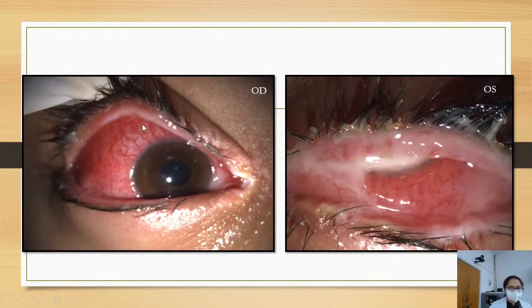Here we can see after removing the discharge, we could see the cornea, it's appearing clear. But in left eye, we could see here there is a nasal symblepharon present. Symblepharon is basically an adhesion between palpebral and bulbar conjunctiva. And along with that, crusting of eyelashes is also seen. We could hardly see the cornea here.